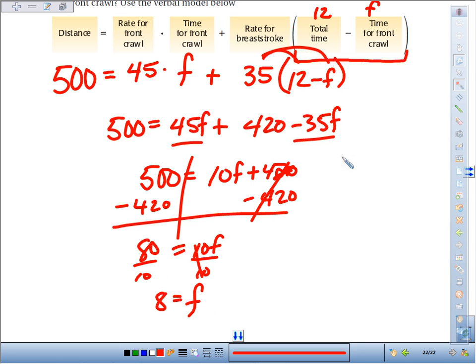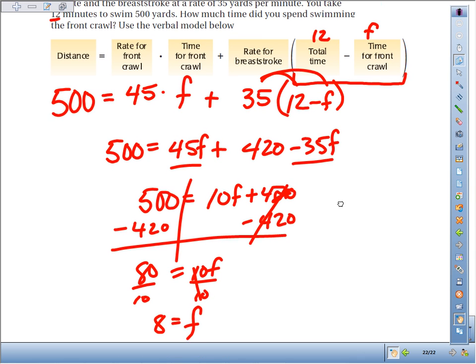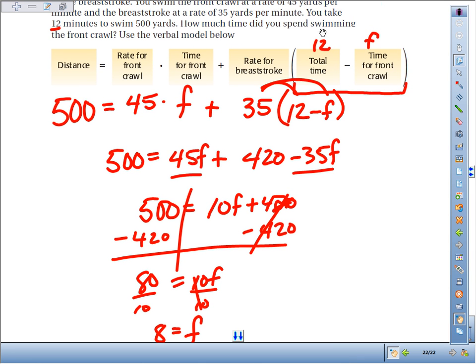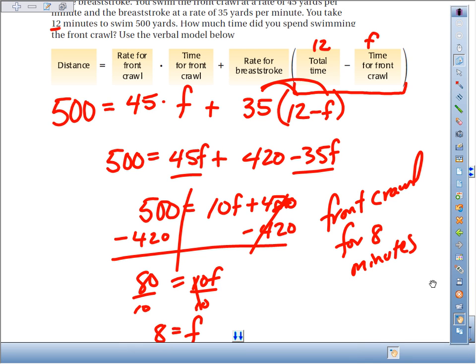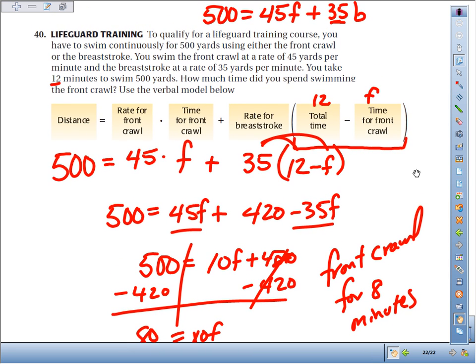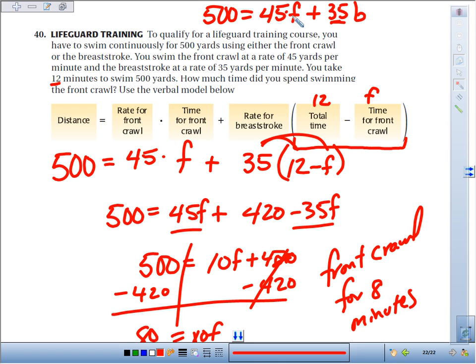So what does that mean? It means we front crawled for 8 minutes. They asked us how long we spent swimming the front crawl, so we've got it. We front crawled for 8 minutes, which of course means we did the breaststroke for 4 minutes. You can always check your work too. If you take 45 times 8, because that's how fast you're front crawling, plus 35 yards per minute times 4 minutes of the breaststroke, it comes out to be an even 500.